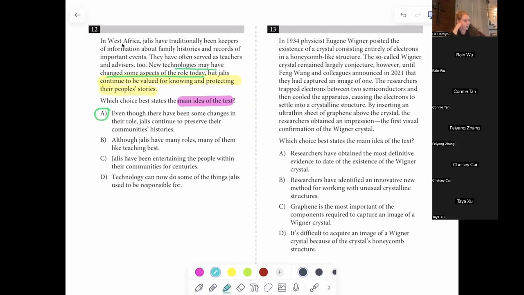All right, again with this one, another main idea question. In 1934, the physicist Eugene Wigner posited the existence of a crystal consisting entirely of electrons in a honeycomb-like structure, the so-called Wigner crystal, which remained largely conjecture until Feng Wang and colleagues announced in 2021 that they had captured an image of one. The researchers trapped electrons between two semiconductors and then cooled the apparatus, causing the electrons to settle into a crystalline structure. By inserting an ultra-thin sheet of graphene above the crystal, the researchers obtained an impression, the first visual confirmation. So what do we think the main idea of the text is?